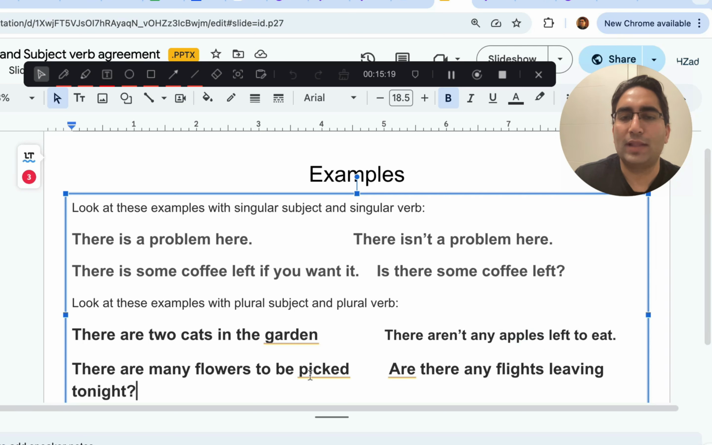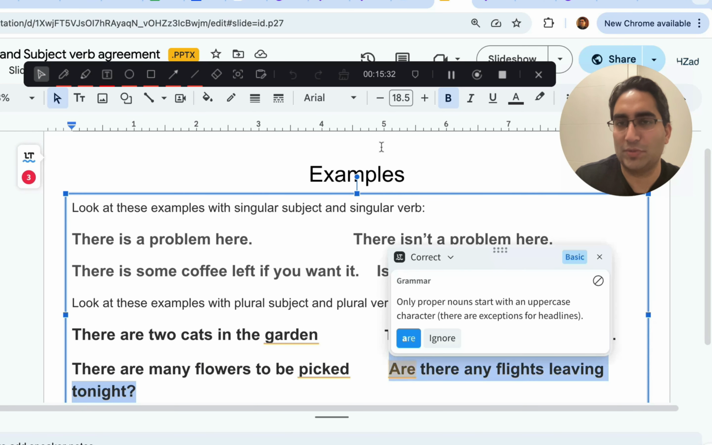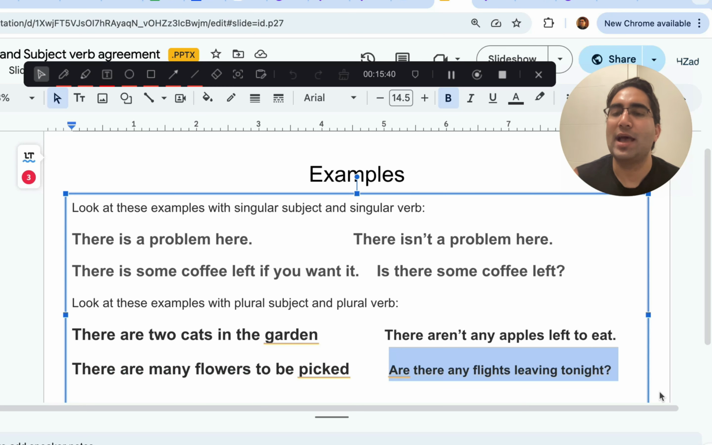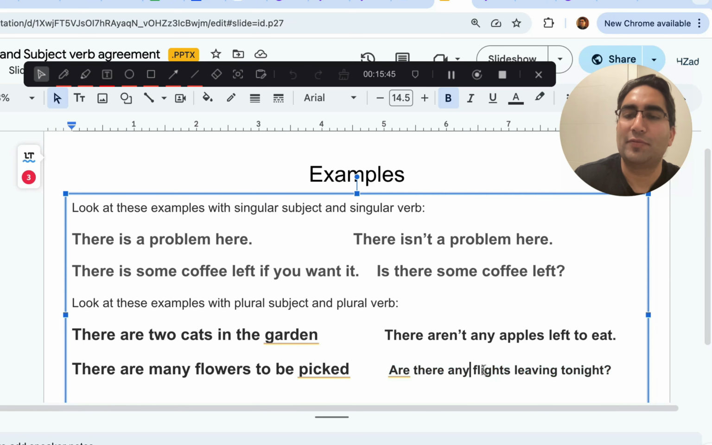Now, there are many flowers to be picked tonight. So there are. The are is the plural and flowers is also plural, so we're matching them. And my apologies, this should be connected to this sentence. So actually this sentence was there are many flowers to be picked, and when you want to ask that question, it becomes are there any flights leaving tonight? A different situation. Flights is plural, and because the subject here is plural, your verb is going to be plural as well. We're saying are instead of is.